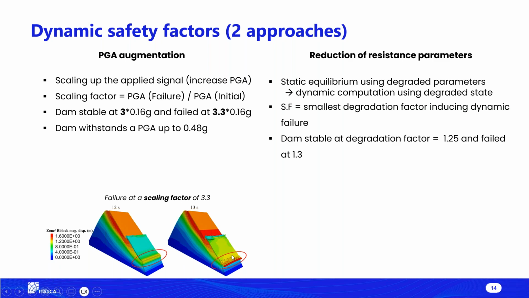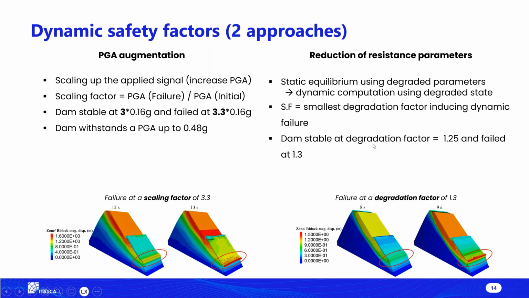The second approach that we used is the reduction of the resistance parameters. So what we did here is that we degraded the parameters of the dam before doing any dynamic simulation, and then we got a static equilibrium using these degraded parameters, and then using this degraded static state, we did the dynamic computation. We applied the signal to it. Here, the safety factor is defined as the smallest degradation factor inducing dynamic failure. For our case, after our study, the dam was stable at a degradation factor equal to 1.25, and it failed at a degradation factor of 1.3.